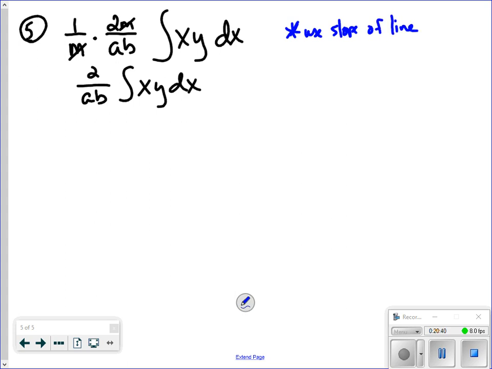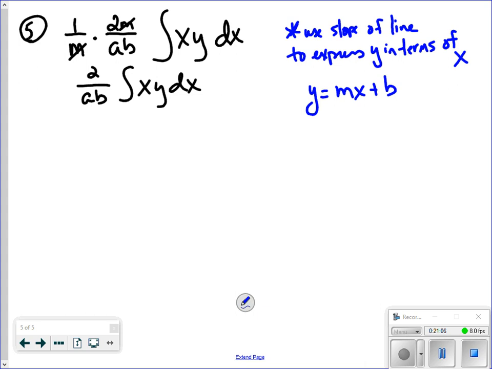Remember from our previous page, we had that lovely graph with the triangle on it. All right, so to express y in terms of x, based on what I had before, y equals mx plus b. My slope was 0, or I'm sorry, my y-intercept was 0. I said that wrong. And what is my slope?